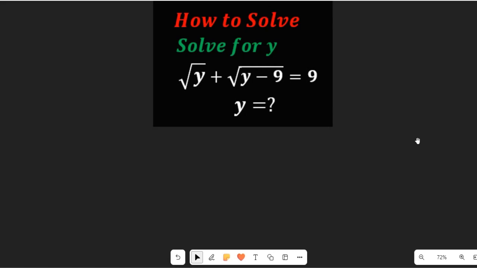Let us find the value of y in this nice square problem. We are asked to solve for y in square root of y plus square root of y minus 9 equal to y.